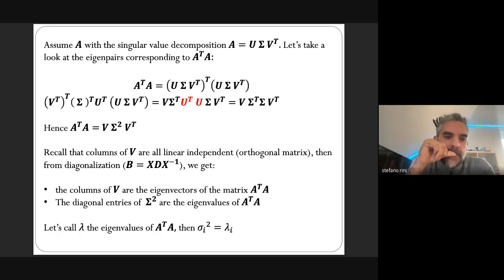Then there is a diagonalization form. So we can write B equal to X D X to the minus 1. So we get that the columns of V are the eigenvectors of the matrix A transpose A, and the diagonal entries sigma square are the eigenvalues of A transpose A. Okay, so let lambda be the eigenvalues of A transpose A, then sigma square is equal to lambda i. So the eigenvalues of this object are the squares of the sigma values.